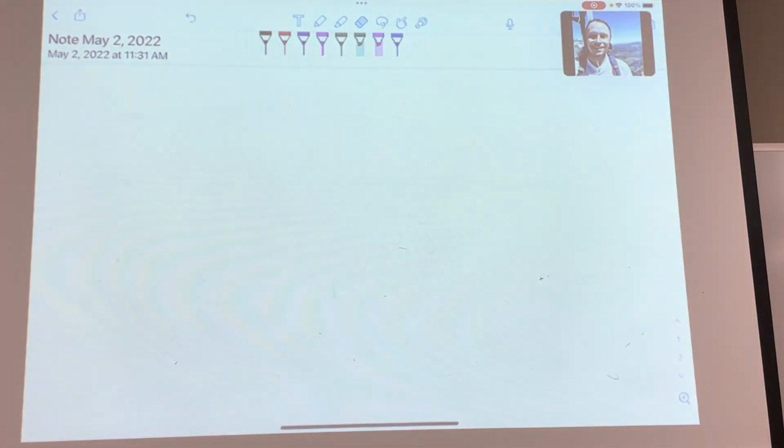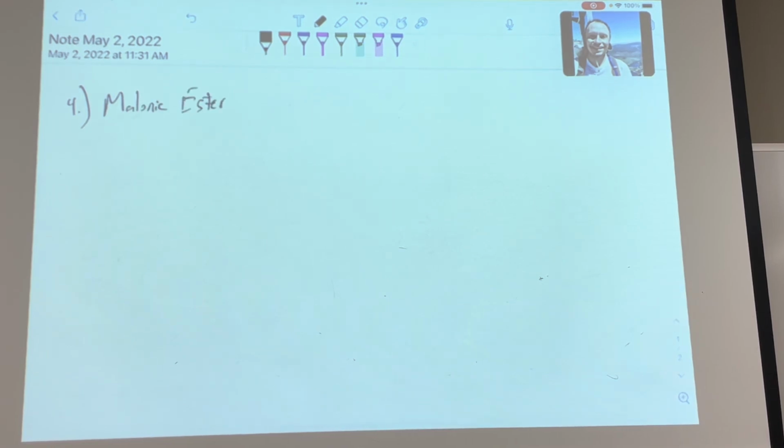Okay, when we last left off, we were talking about the malonic ester synthesis, and I can't remember what number I was on. Number 4. So just to quickly review, malonic ester is going to be very similar to the next reaction we look at. Both of them involve these beta dicarbonyl compounds.